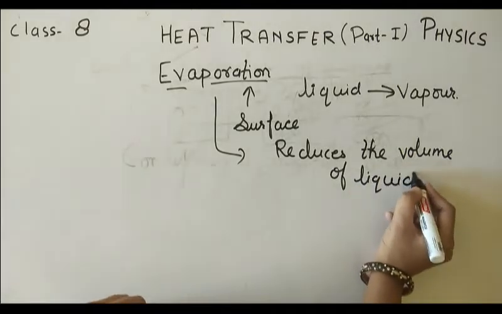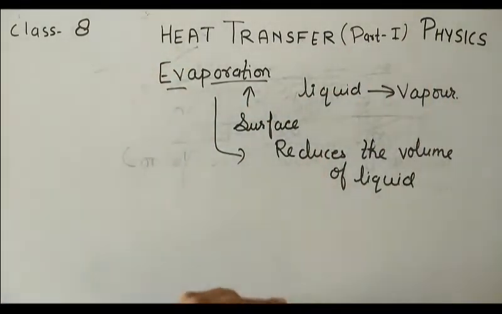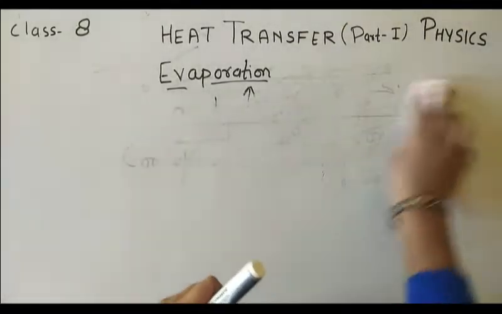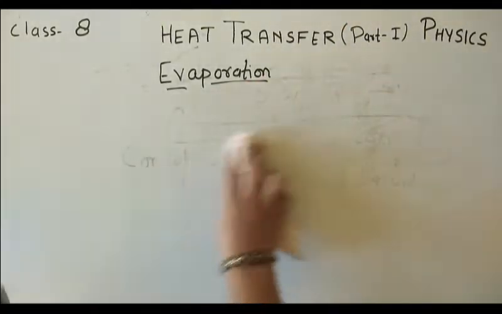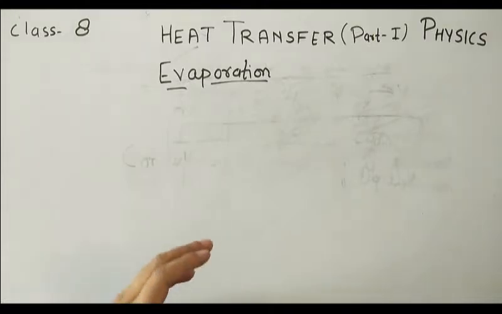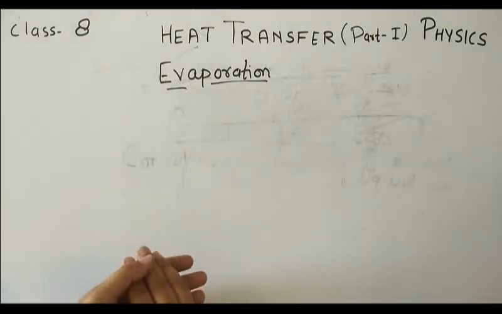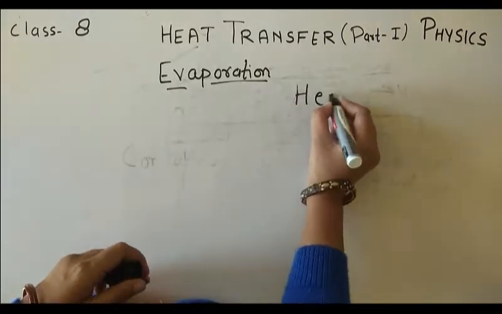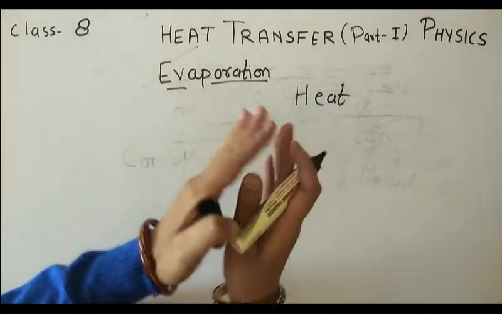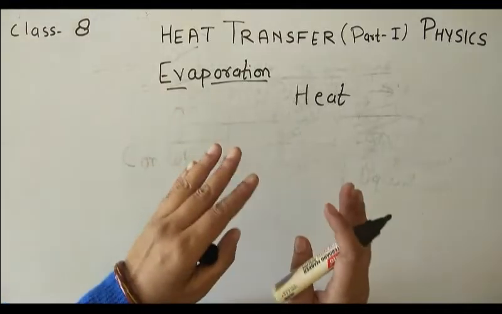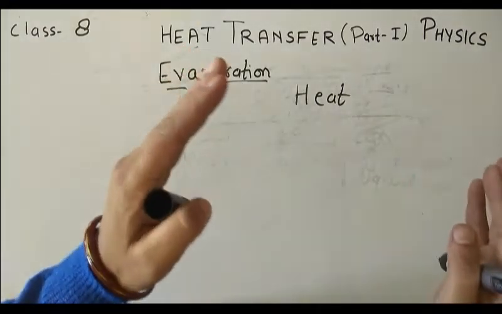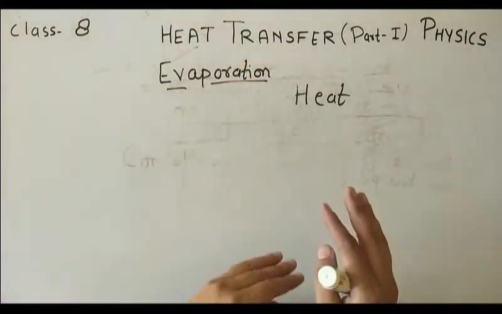Okay, that means in this way the evaporation will be there. So let us see how evaporation occurs. Evaporation होता कैसे है? So as you know, heat is necessary for evaporation, because when we provide heat, at that time the molecules start moving, and when the molecules start moving, something changes in the matter.